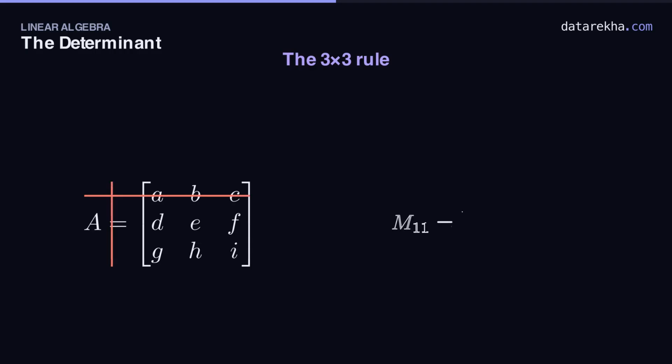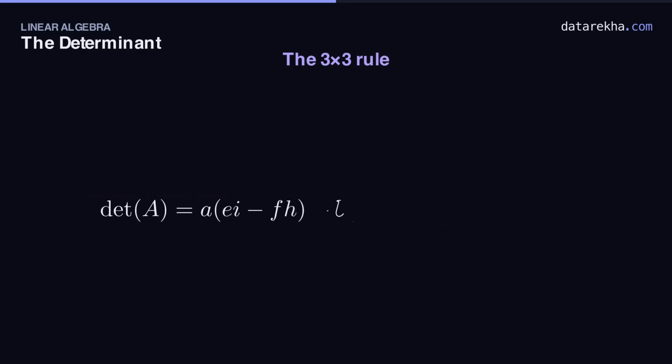Start with the first entry, a. Cross out a's whole row and a's whole column, and a smaller 2 by 2 survives. The 4 corners that are left. Its determinant is called the minor of a. Do that for all 3 entries of the top row, attach the checkerboard signs, and here's the full expansion.